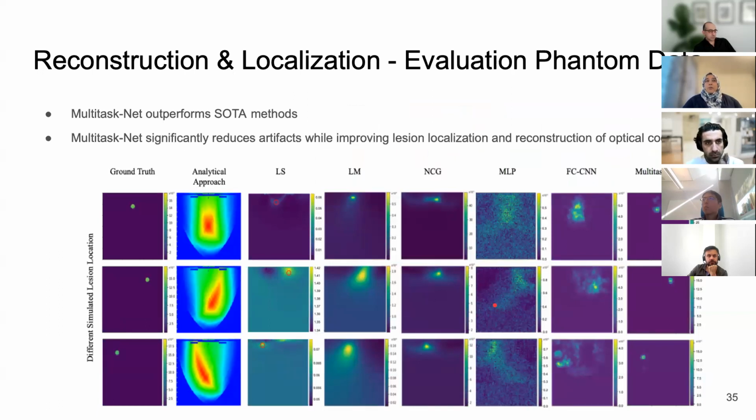Quantitative results show the outperformance of our multitask network in contrast to analytical methods, iterative methods, as well as deep learning based methods, where the multitask network improves lesion localization and reconstruction of optical property.